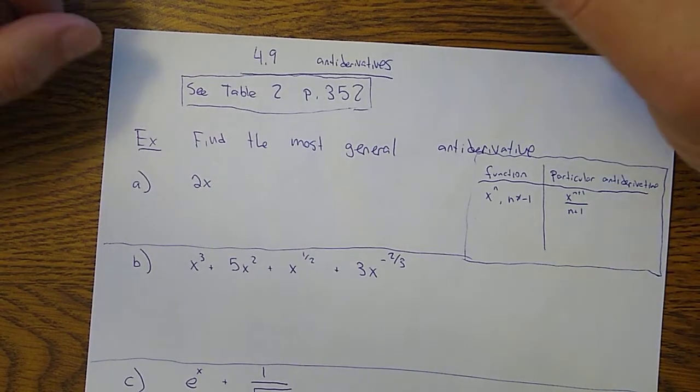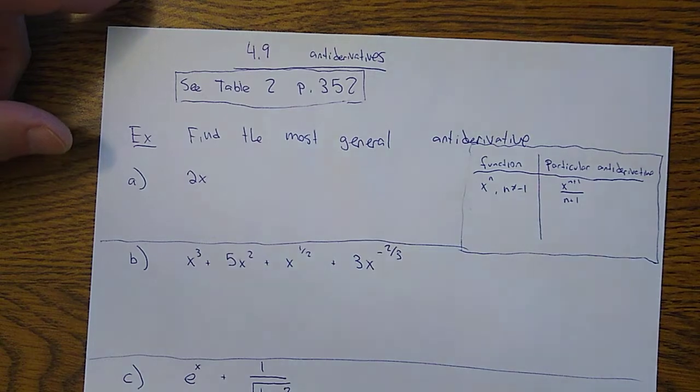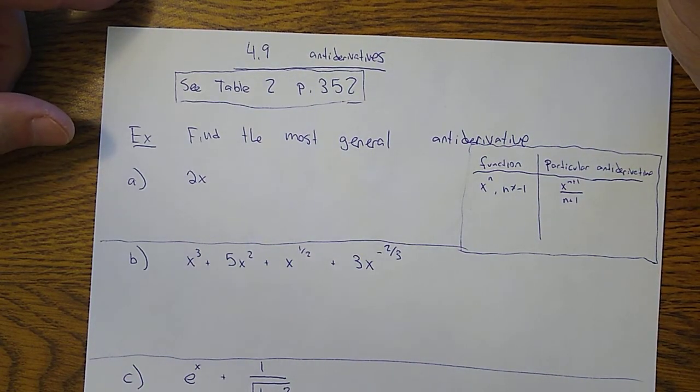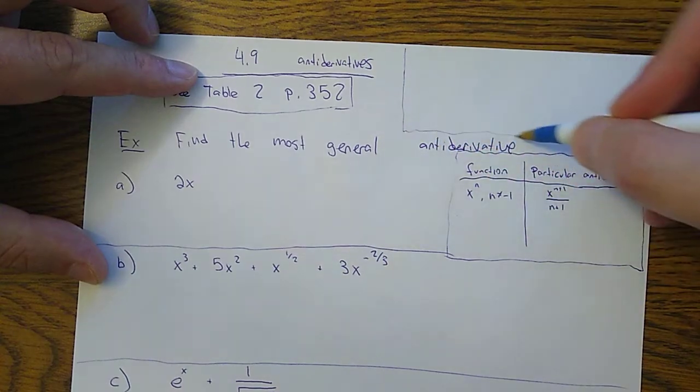Okay, so this is about 4.9, which is antiderivatives. So yeah, what is an antiderivative?